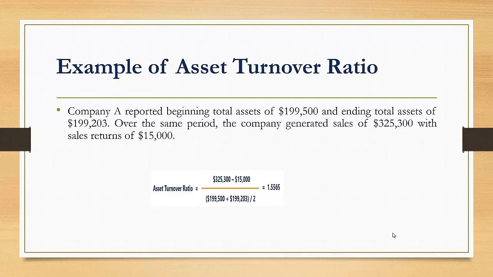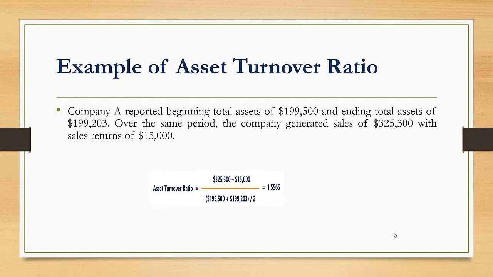Let's have a look at an example of asset turnover ratio. Company A reported beginning total assets of $199,500 and ending total assets of $199,203 over the same period. The company generated sales of $325,300 with sales returns of $15,000. Viewers, as you can see in the formula, sales returns are subtracted from the sales figures and then they are divided by the average assets.